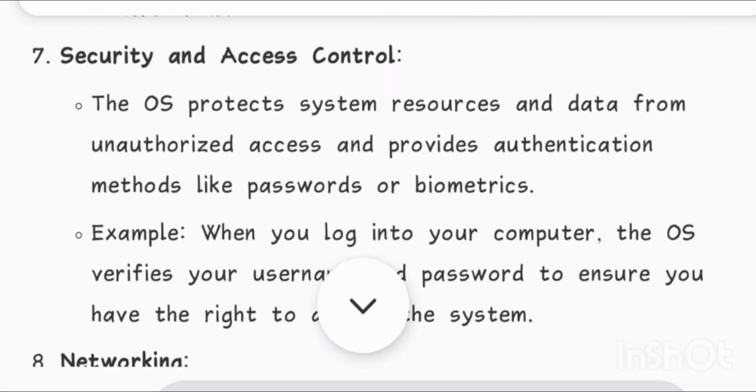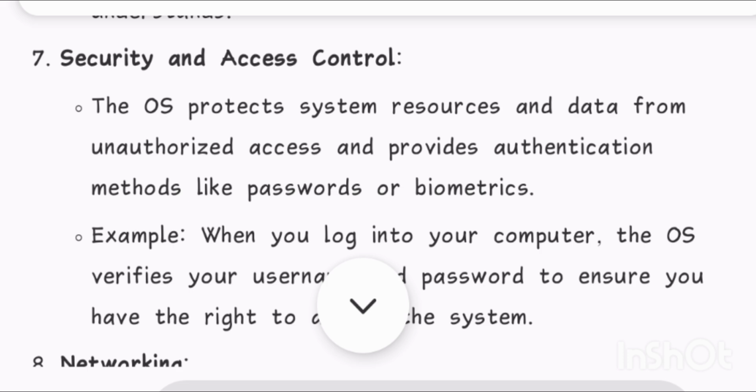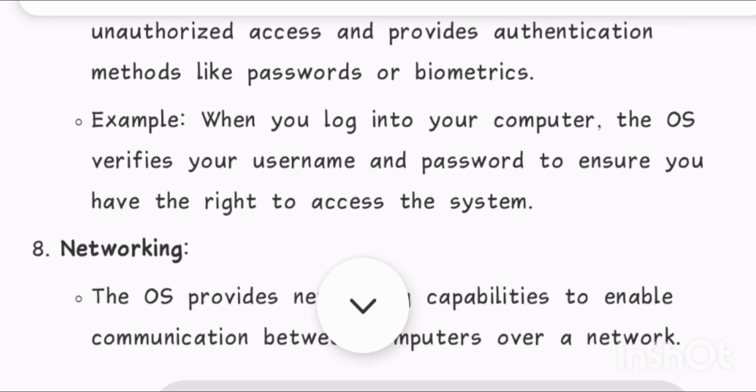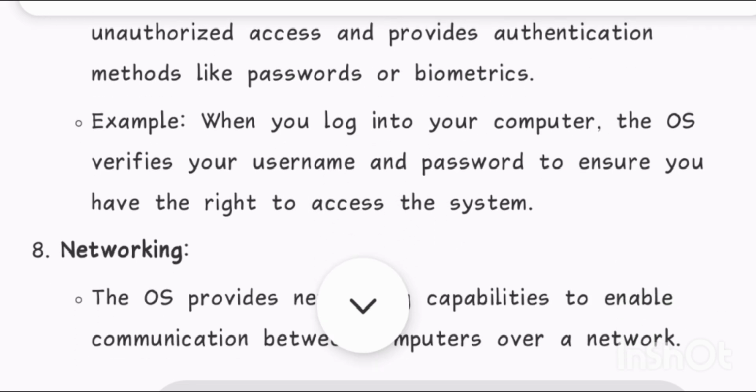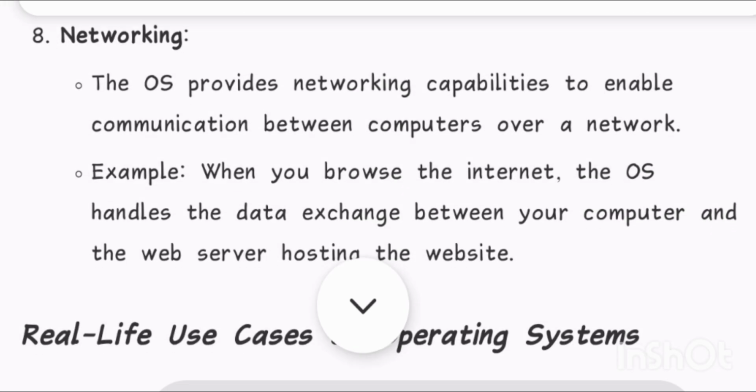7. Security and access control. The OS protects system resources and data from unauthorized access and provides authentication methods like passwords or biometrics. Example, when you log into your computer, the OS verifies your username and password to ensure you have the right to access the system.